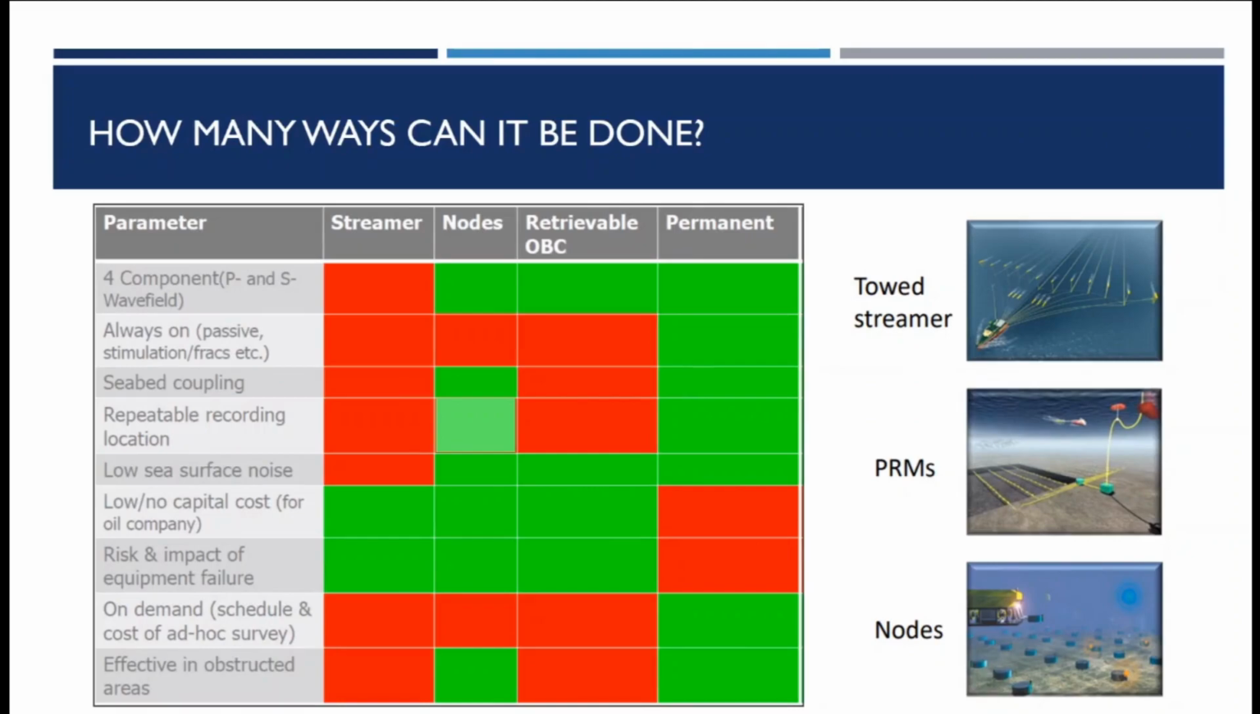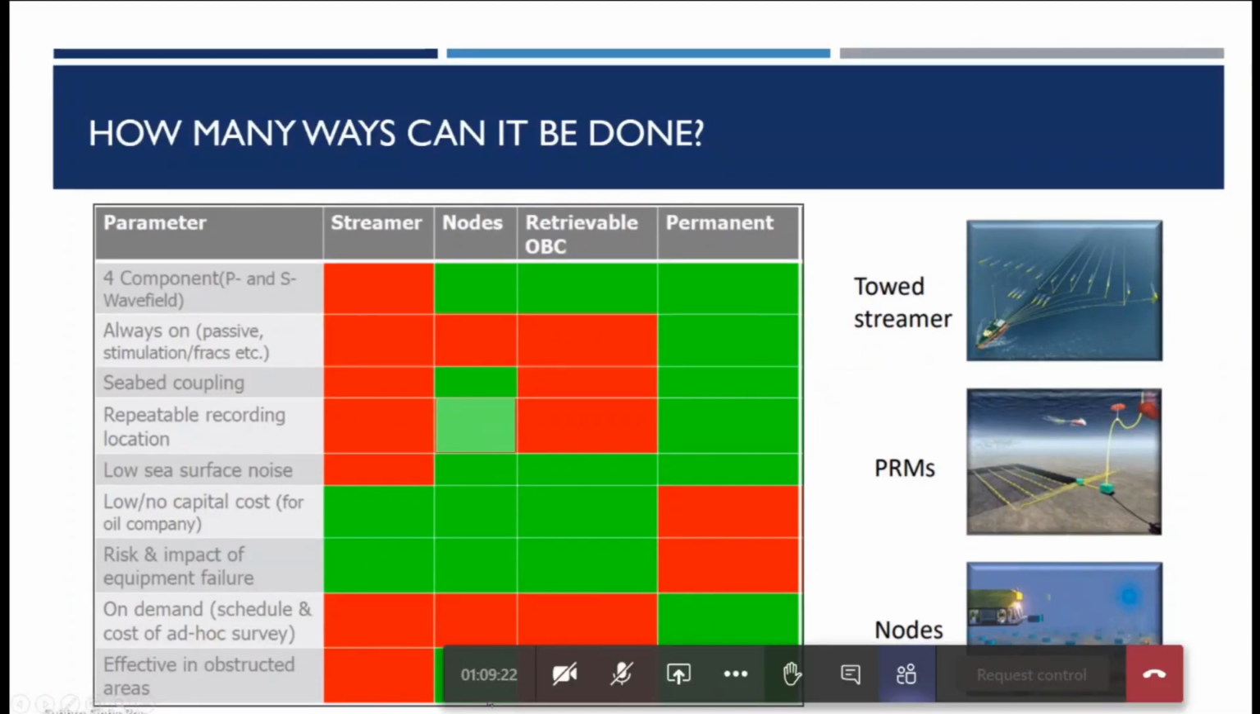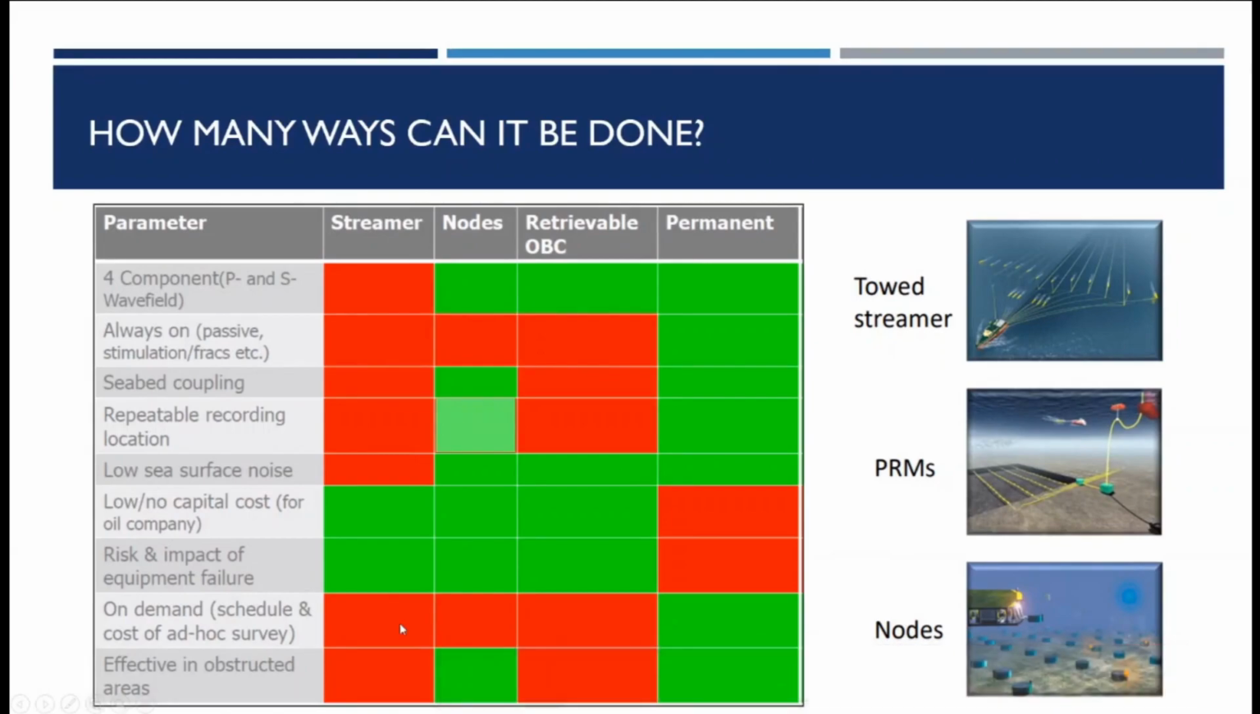But I'll tell a bit about how it has been done, and it is possible to do. And of course, when it comes to the obstructed areas, it is effective to do. It is much more effective to do it permanent, and it's even more effective with nodes. Somewhere it could be much more difficult to do it permanent as well, but it's much easier to do it with nodes. When it comes to these two, it's a bit difficult to continue doing it in obstructed areas.